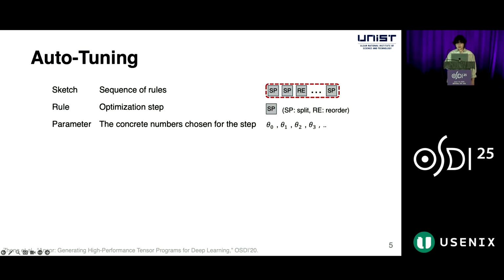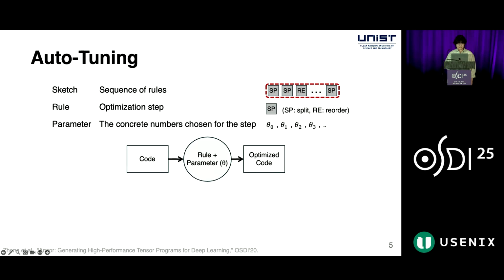First of all, let me introduce Ansor's sketch, rule, and the parameters. Ansor builds its own search space with these key components. A sketch is basically a sequence of optimization steps. Each rule represents a specific optimization step, such as loop split or loop reordering. These rules are applied based on the parameters, which are the concrete values chosen for each step. So in short, the code is optimized by applying rules along with their parameters.